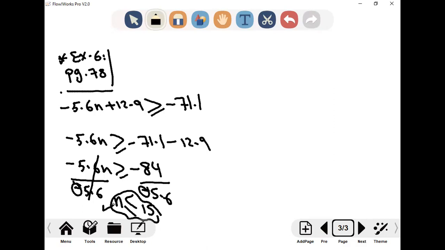This is the solution. n is less than or equal. But if n is 4, is it a solution? Is 4 less than or equal 15? Yes. Then it's a solution. If n is 9, is it a solution? Yes. But if n is 17, is it a solution? No. n should be less than or equal 15. If n is 15, is it a solution? Yes, it has equal. Got it?